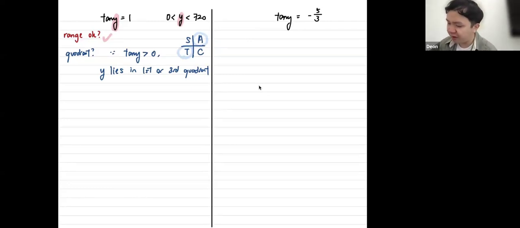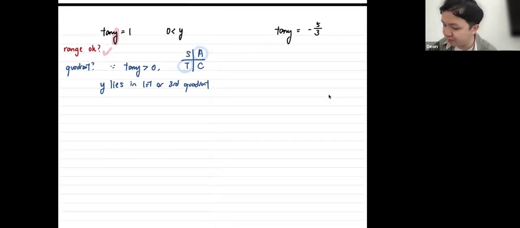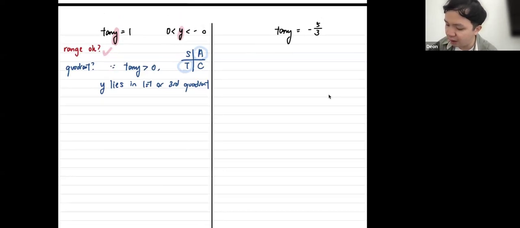Okay, next, find the basic angle. Oh, sorry. Yes, thanks to the 3 people that texted me. We wanted the range to be 700, not 720. My bad, I remembered wrong. Thanks for reminding me. 700, yeah. Thank you, thank you, thank you.